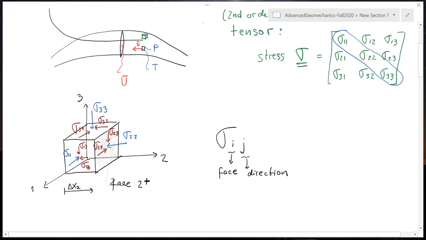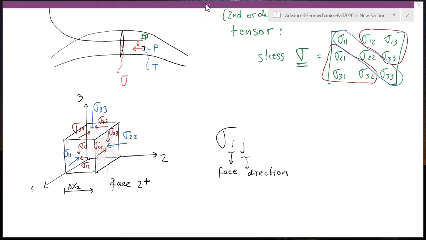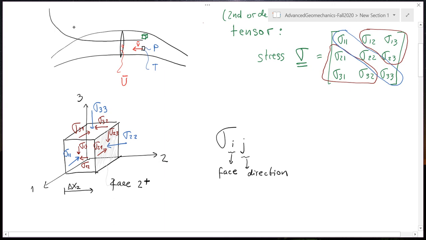The shear stresses in the stress tensor in the matrix are going to be located in the off-diagonal places. And a property of this matrix and a property of the tensor is that this matrix is symmetric, and therefore sigma ij is equal to sigma ji, or sigma 1, 2 is equal to sigma 2, 1, sigma 1, 3 is equal to sigma 3, 1, and so on.